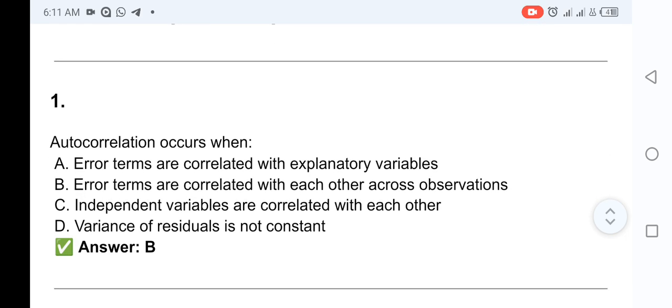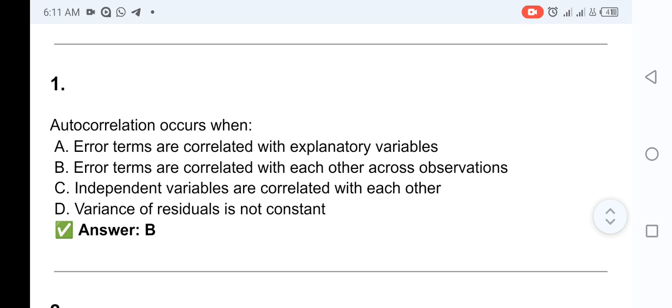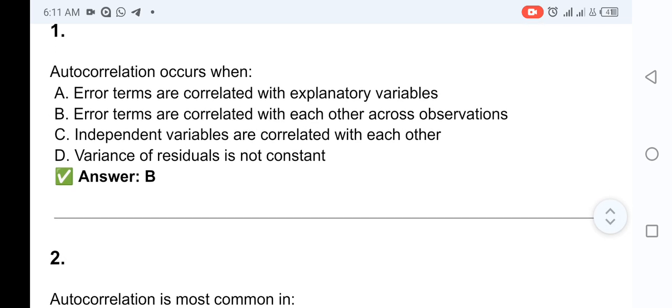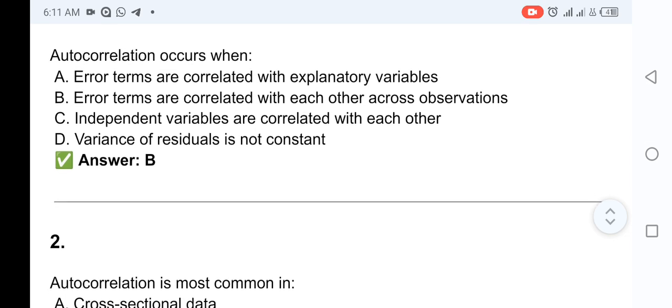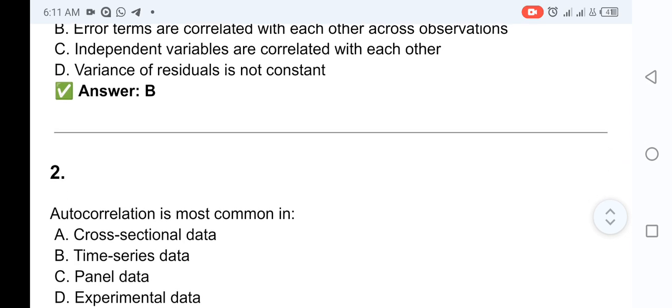1. Autocorrelation occurs when: A. Error terms are correlated with explanatory variables, B. Error terms are correlated with each other across observations, C. Independent variables are correlated with each other, D. Variance of residuals is not constant. Answer B.